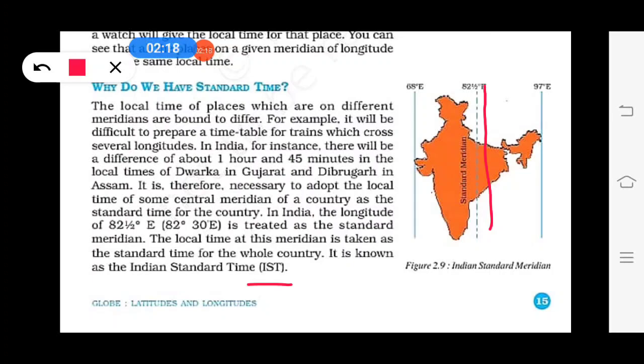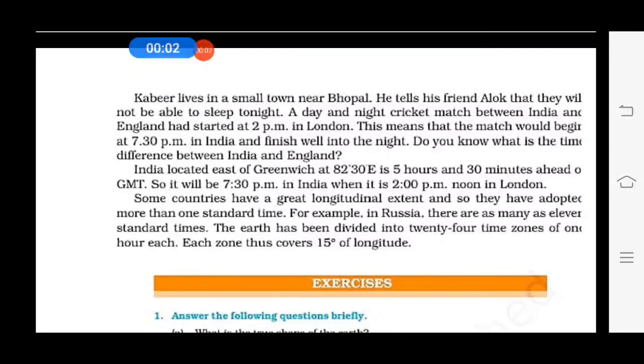The standard time of different countries is different. The longitude that passes through Greenwich is called the prime meridian. We know that the time at the prime meridian is called the Greenwich Mean Time, GMT, which is the standard time for the UK. Take an example. The Indian Standard Time is 5 hours and 30 minutes ahead of Greenwich, because India is to the east of Greenwich.